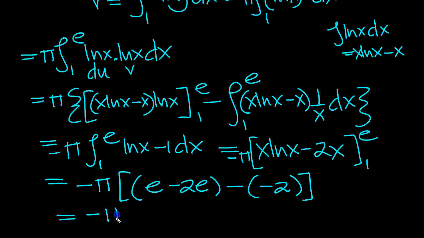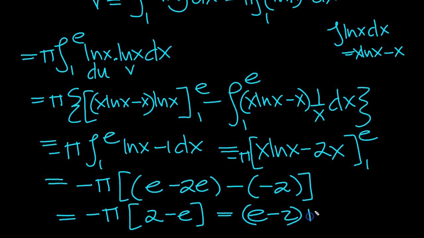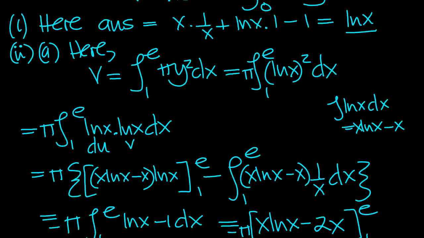So we've got minus pi, minus e plus 2, that's 2 minus e. So run the minus through, it's e minus 2 lots of pi. So there's the volume. And it is a positive volume, so that's good. E minus 2 lots of pi.